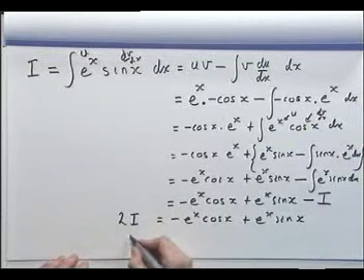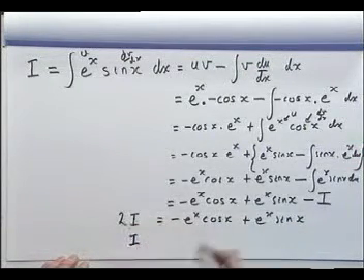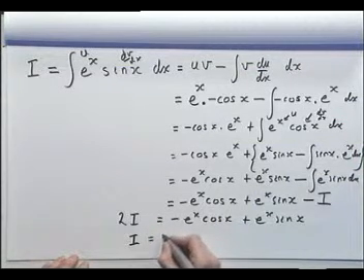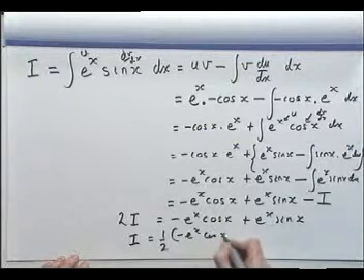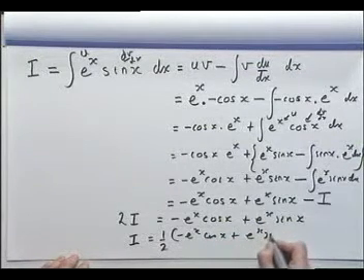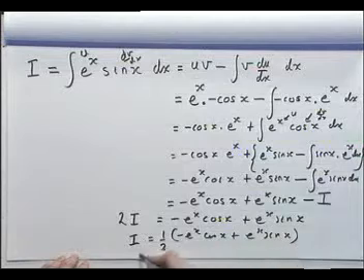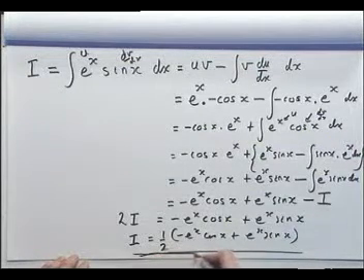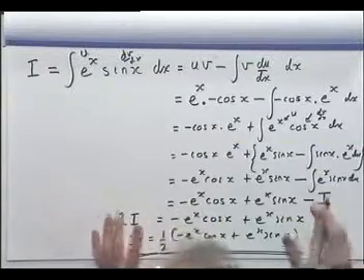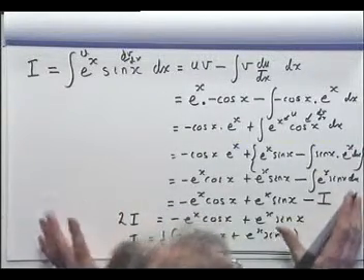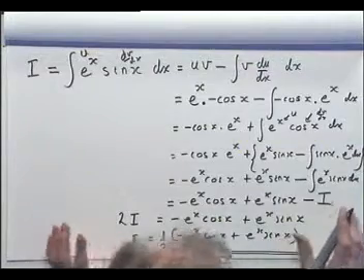And now I can take a half of each side, divide both sides by 2, so I equals 1/2 of minus e to the x cos x plus e to the x sine x. And so I found my integral. Rather remarkably, I found it without actually, apparently, integrating it at all. It came out of solving an equation. So, that concludes integration by parts.